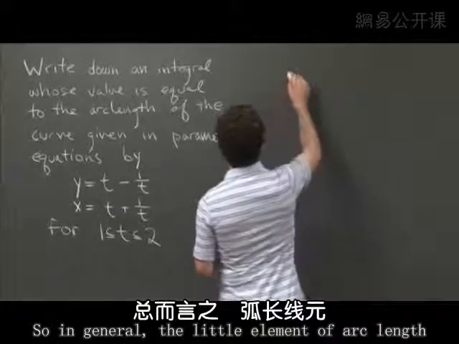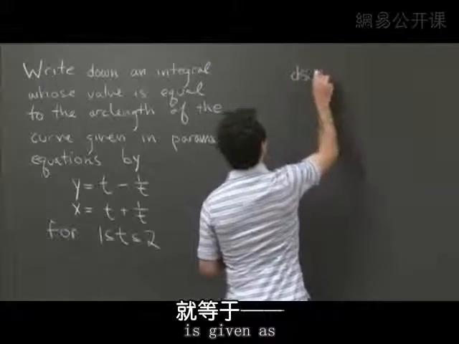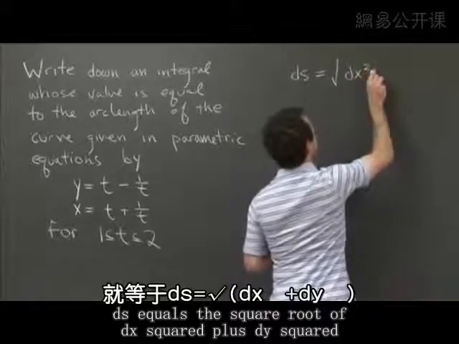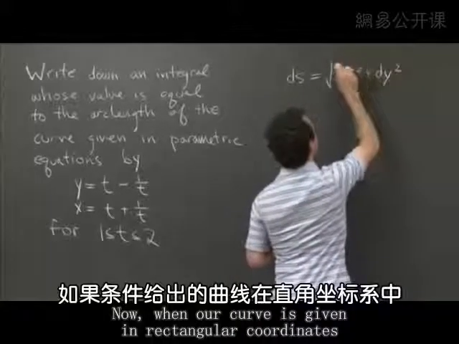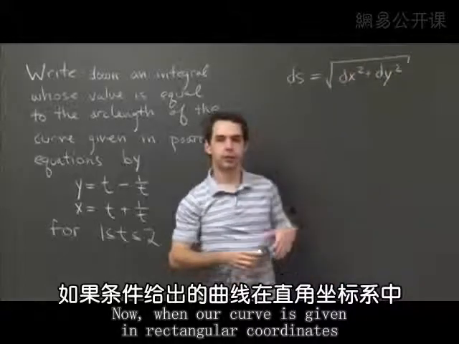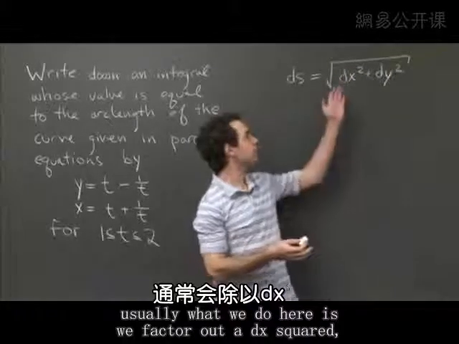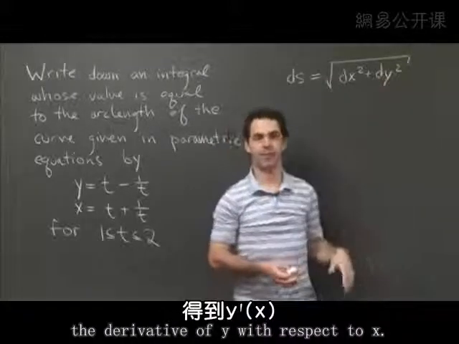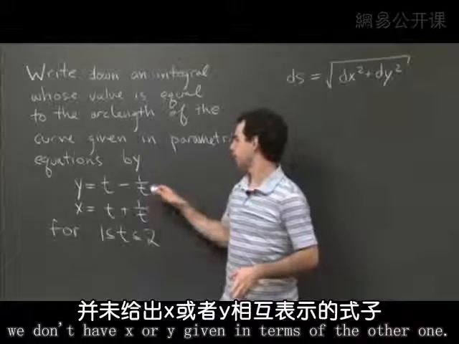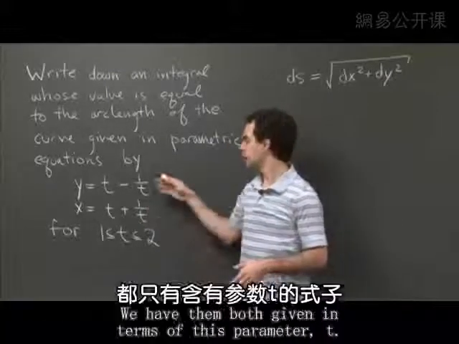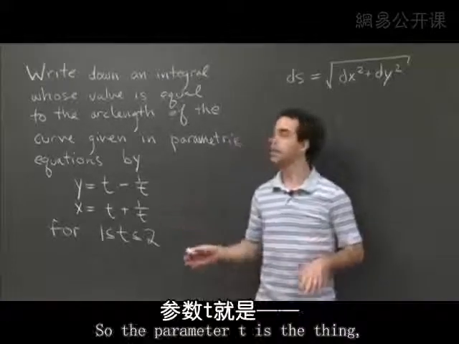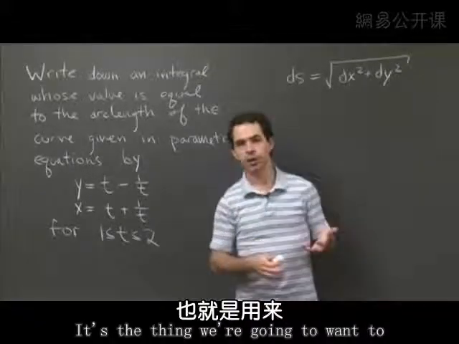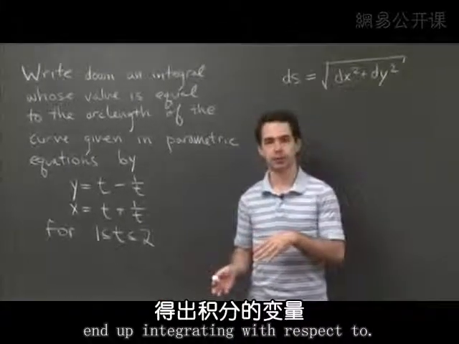In general, the little element of arc length is given as ds equals the square root of dx squared plus dy squared. Now, when our curve is given in rectangular coordinates, usually what we do is factor out a dx squared, and then we have dy by dx, the derivative of y with respect to x. But here, we don't have x or y given in terms of the other one. We have them both given in terms of this parameter t. So the parameter t is our independent variable. It's the thing we're going to want to end up integrating with respect to.